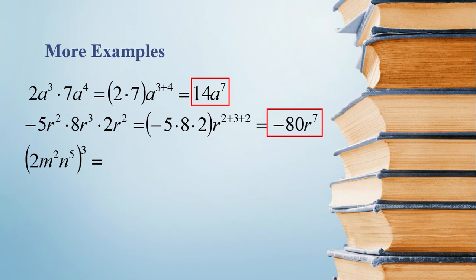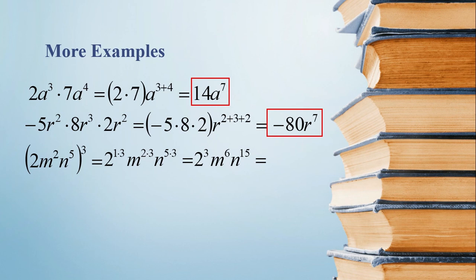So, pag ganyan, we just distribute the 3. Kapag, di ba, naka-raise sa power raised to power, we just multiply the exponent. So, ano yung exponent ng 2? 1, kaya 1 times 3. Exponent ng m ay 2, kaya 2 times 3. Exponent ng n ay 5, kaya 5 times 3. So, 2 raised to 3, m raised to 6, and n raised to 15.